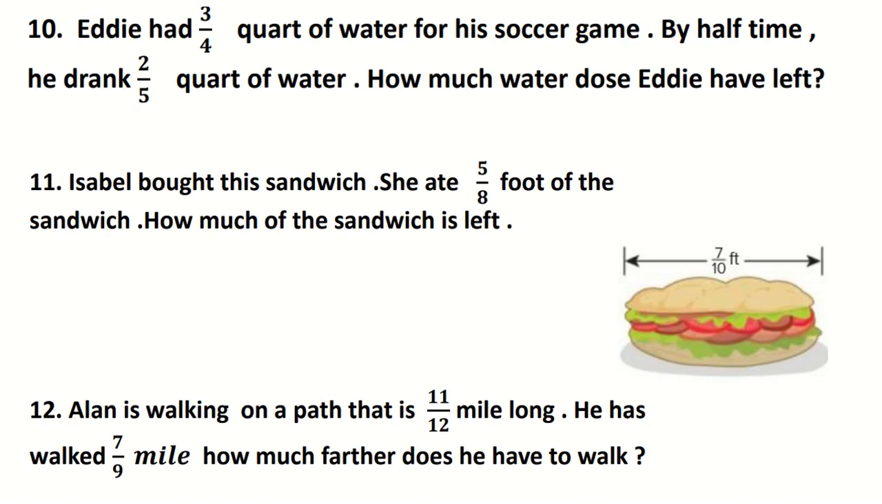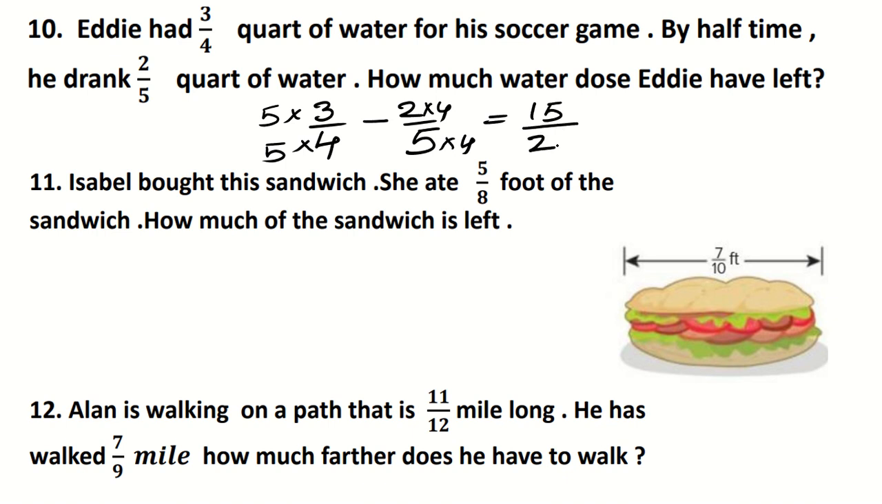Okay. Now what is this here? Eddie had 3 over 4 quart of water for his soccer game. By half time he drank 2 over 5 quart of water. How much is left? So simple, here you have to do the subtraction, 3 over 4 minus 2 over 5. Okay. Now you see denominators are not same. So multiply by 5 to make it 20, multiply by 4 to make it 20. So this is 15 over 20 minus 8 over 20, that is 7 over 20 quart.